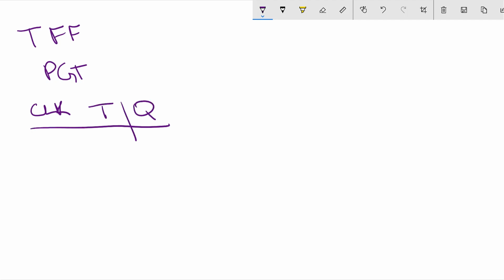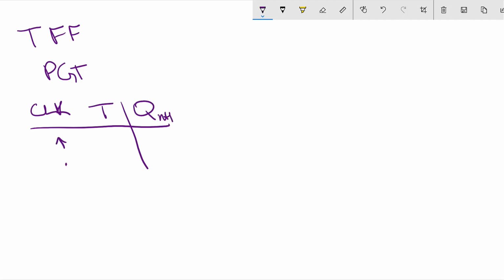Okay, we want the T flip-flop. So let's draw the truth table for the T flip-flop. Basically the T flip-flop is a toggle. So on the PGT, we have our clock transition. This is T, this is Q. You can say this is Qn plus 1.